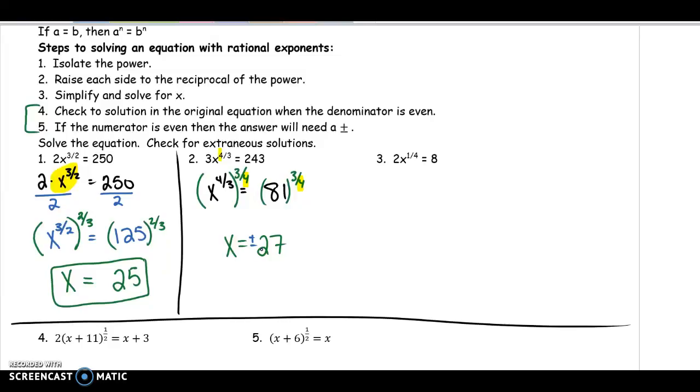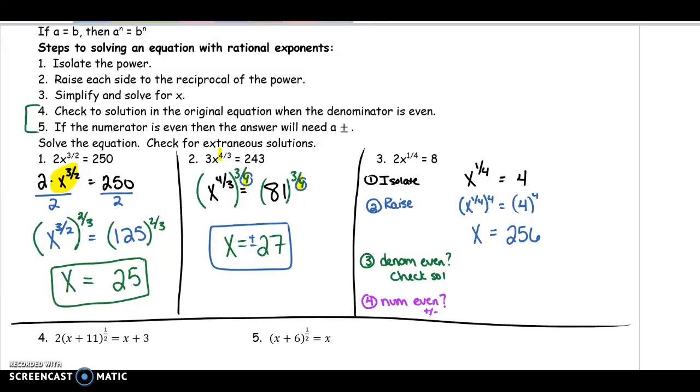So if you're thinking about what you're doing, when you raise both sides to the 3/4, you should see, oh hey, I'm taking the 4th root of both sides. I need to put a plus minus in here. If that's not what's going on in your head, that's fine. Then you just need to rely on these step-by-step procedures. If the numerator of your original fractional exponent is even, then you must have a plus minus in front of your answer. All right, try number 3 on your own.